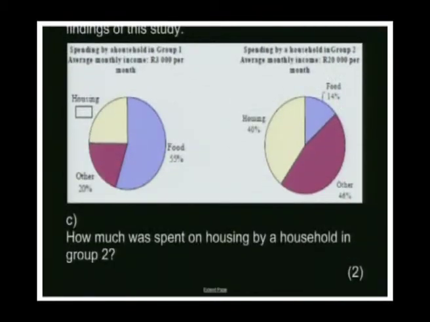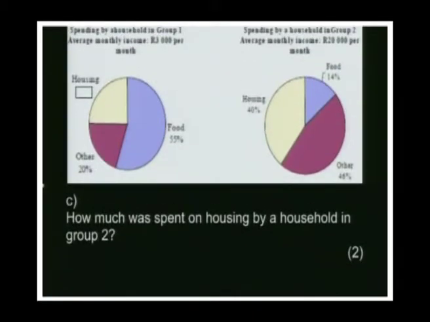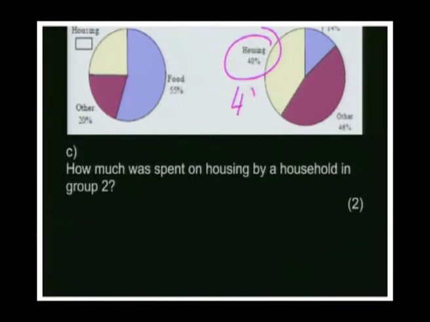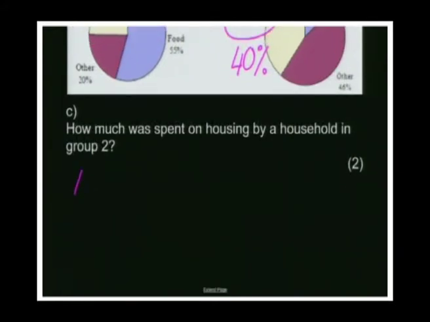Question C. How much was spent on housing by a household in Group 2? So over here, we're looking at Group 2, we're looking at housing, and it tells us that housing takes up 40% of the monthly income. So all we have to do is say 40%, and we need to say 40 over 100 to convert it to a percentage of our monthly income, which is 20,000 Rand.